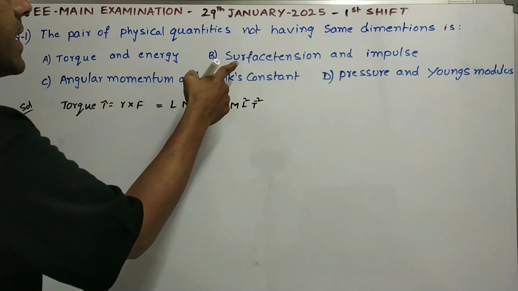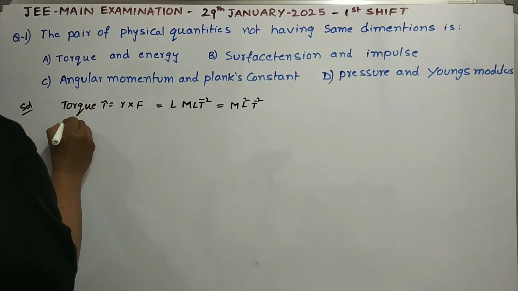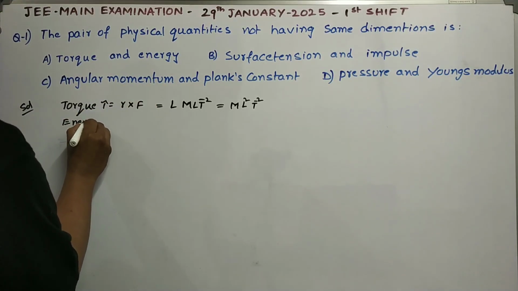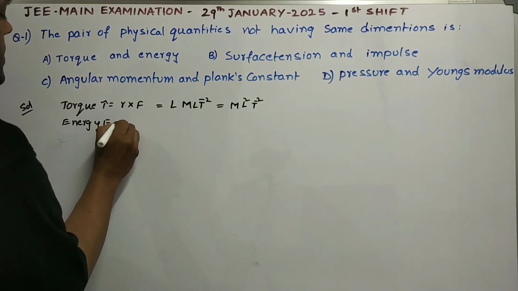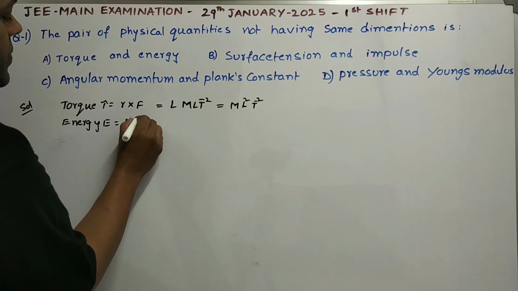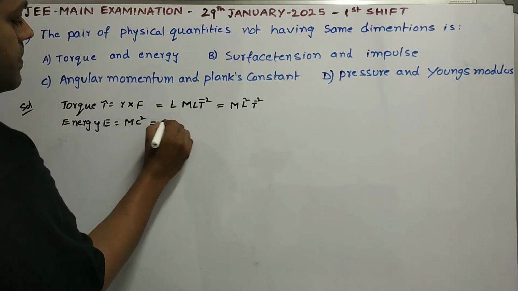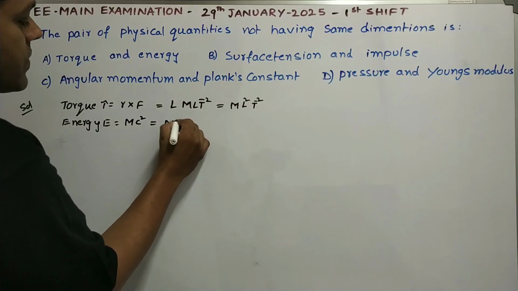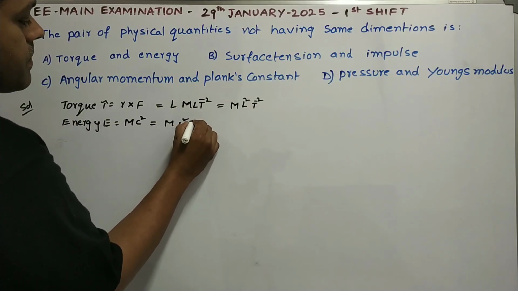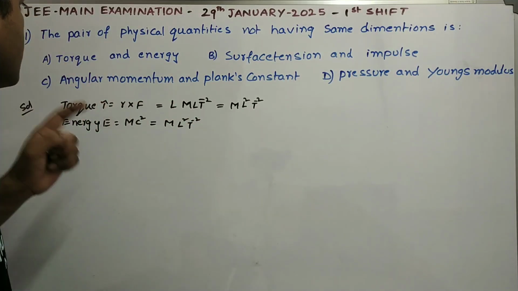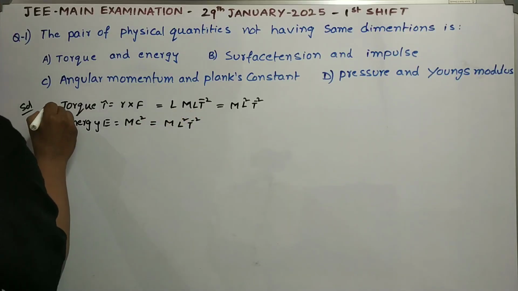And the second one is energy. Energy E, from Einstein's equation, E is equal to mc square. M is mass, c square means velocity squared, that means L square T power minus 2. So both are having the same dimension. So option A is not correct.